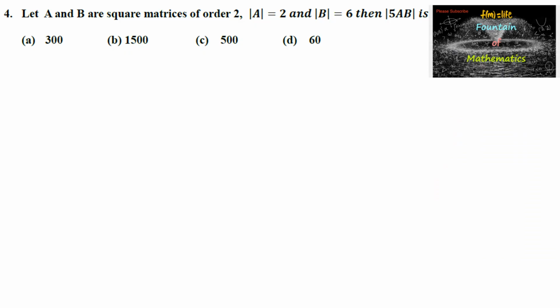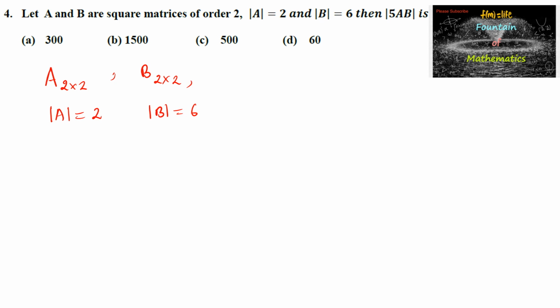Let A and B be square matrices of order 2, and determinant of A is equal to 2 and determinant of B is equal to 6. Then find the determinant of 5 times AB. So A is a square matrix of order 2 and B is a square matrix of order 2, and determinant of matrix A is given. Determinant of matrix A is equal to 2 and determinant of matrix B is equal to 6.